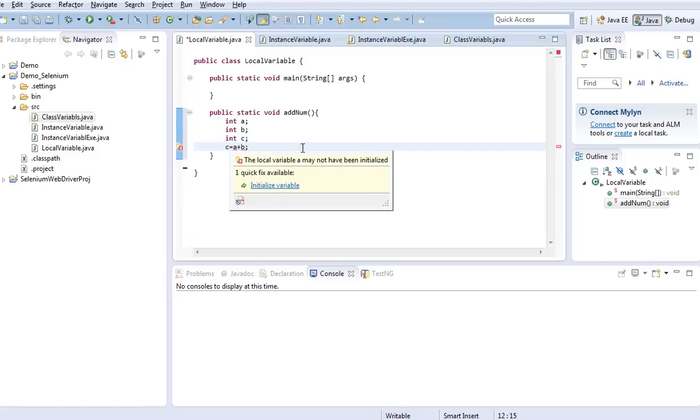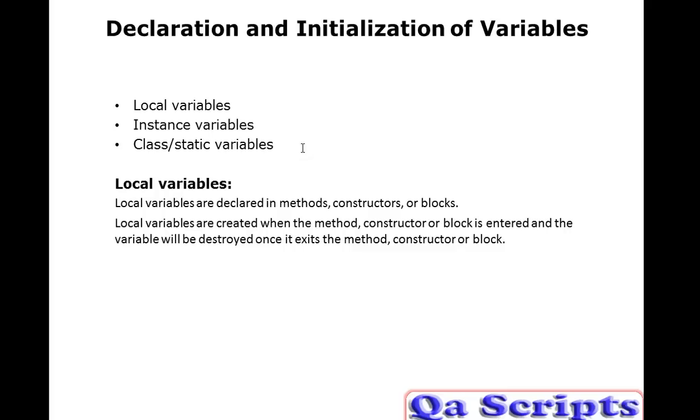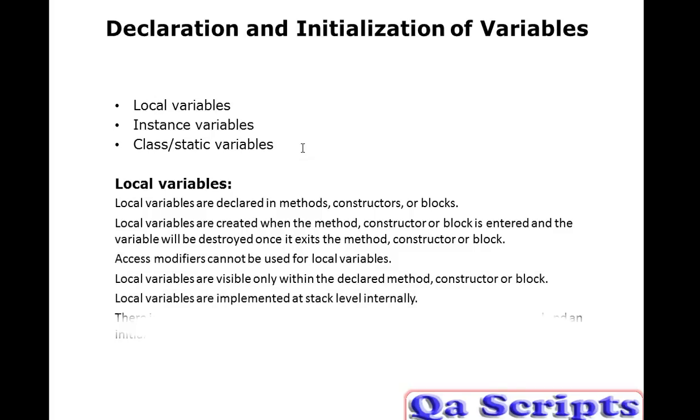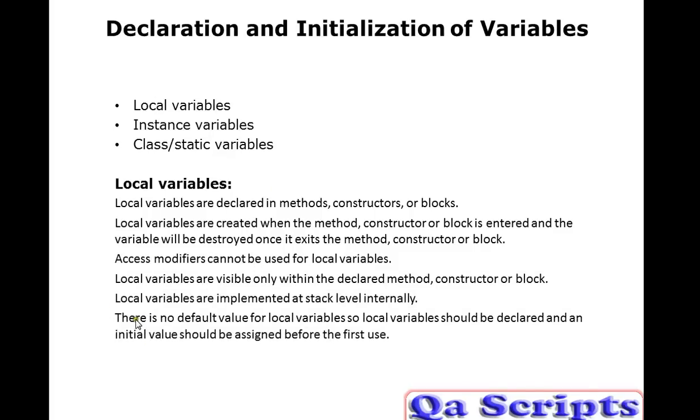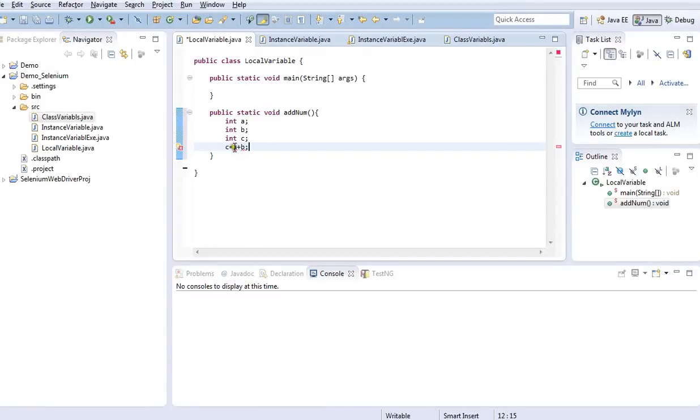So it says that the point I have explained is the last point. Let me show that point as well. Okay, here is the point. There is no default value for local variables, so local variables should be declared and an initial value should be assigned before first use. That's what it says here. If you want to use the variable, you have to initialize, not only declare, before first use. So when I click on initialize variable, immediately it will assign a 0 value to variable a.